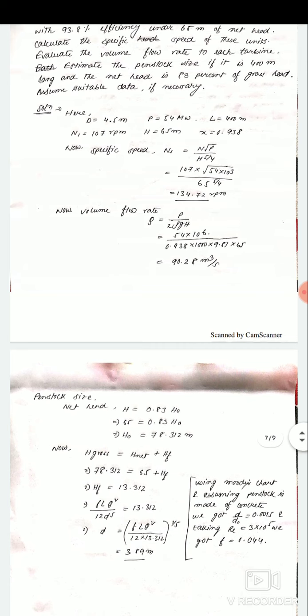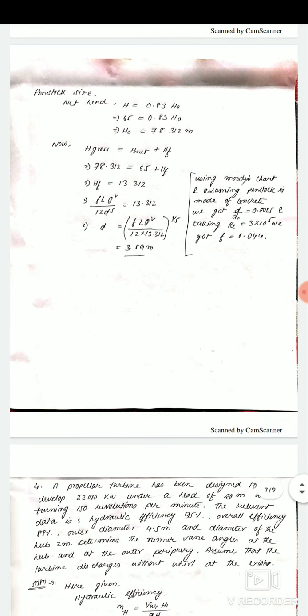By simplifying this, the diameter, which means the penstock size, we can find out as 3.89 meter. We can use Moody's chart. Using this Moody's chart and assuming the penstock is made of concrete, we got e by d equal to 0.0015, and taking Reynolds number as 3 into 10 to the power 5, we got f equal to 0.004. By putting in all these values, the size is coming out as 3.89 meter.